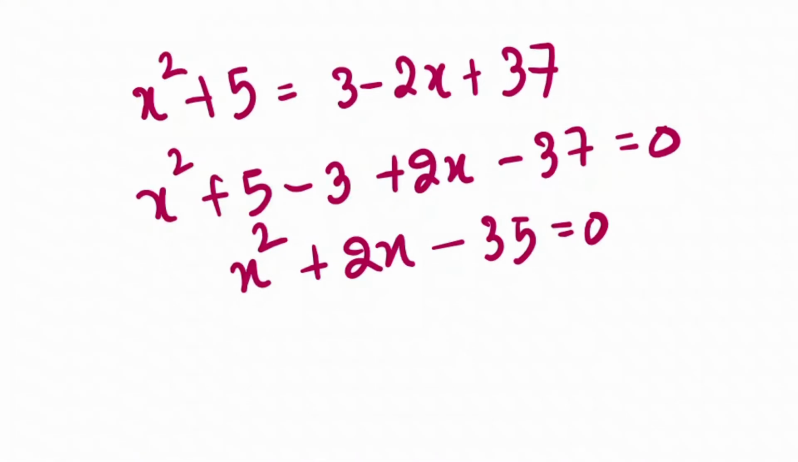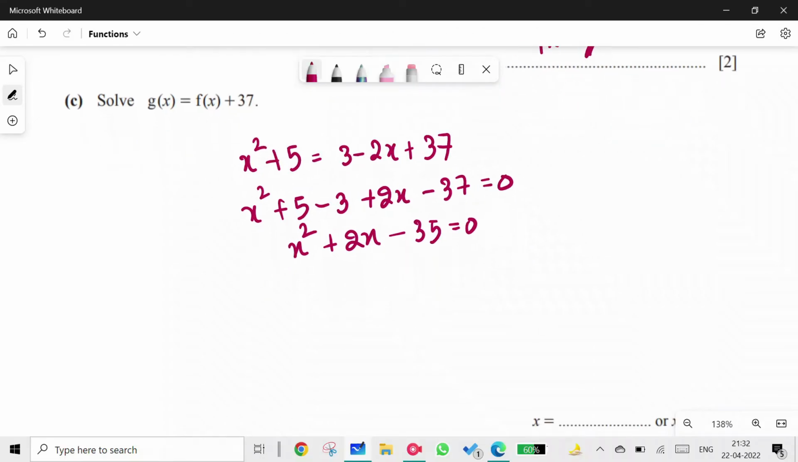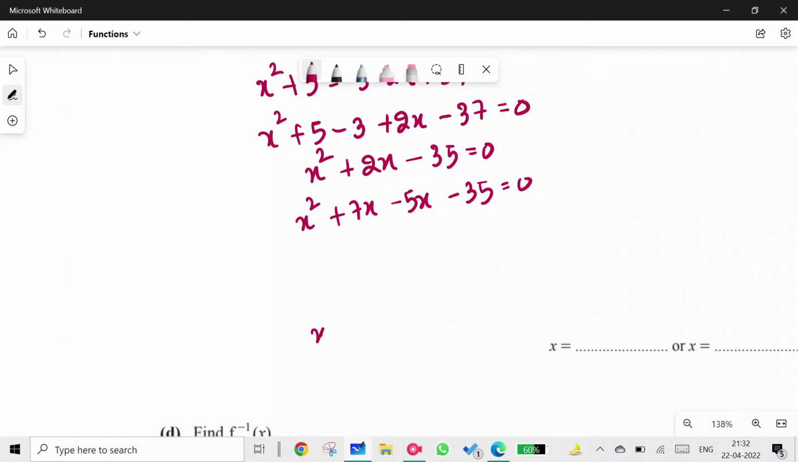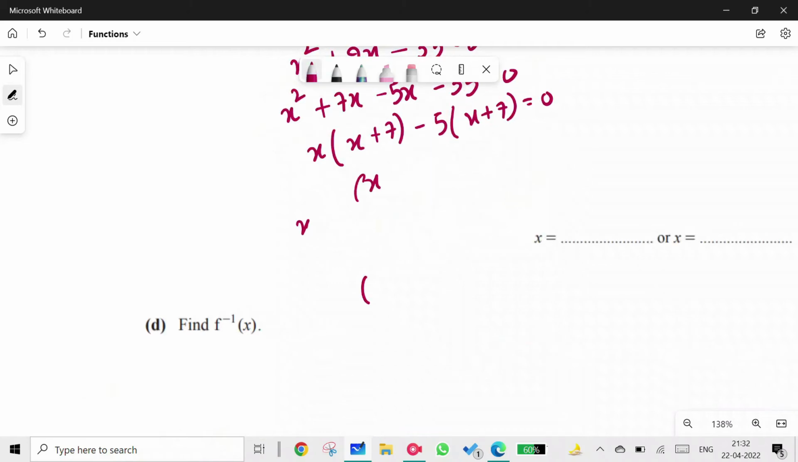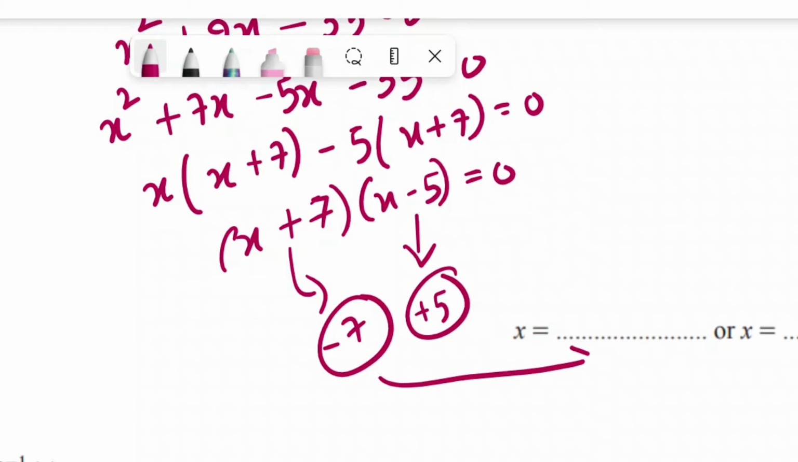So now you got a quadratic equation. Just expand it so you get the roots. So I'm going to expand the middle term 2x as 7x minus 5x minus 35 equal to 0. So that would be x plus 7 minus 5 into x plus 7 equal to 0. So that's x plus 7 into x minus 5 equal to 0. So from here we get the value of x is minus 7 and from here we get the value as plus 5. So those are the two values of x.